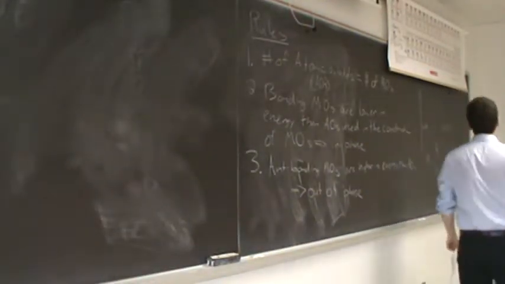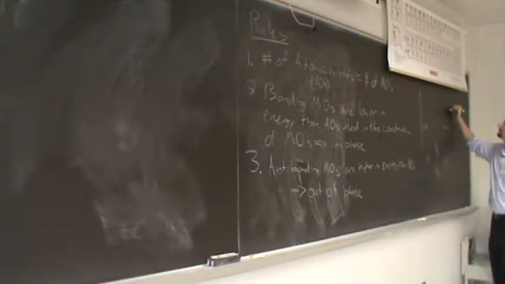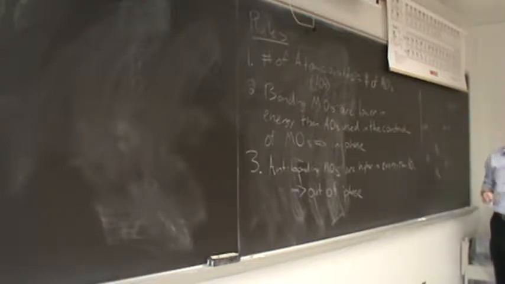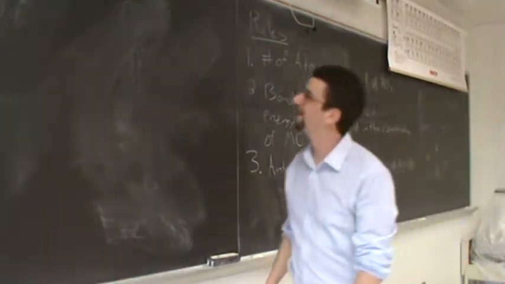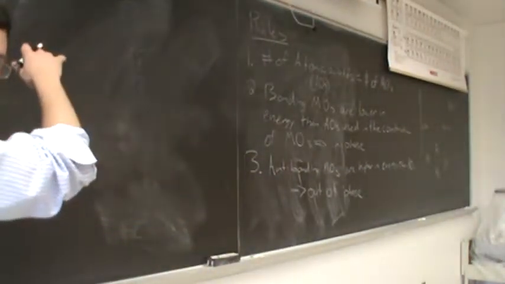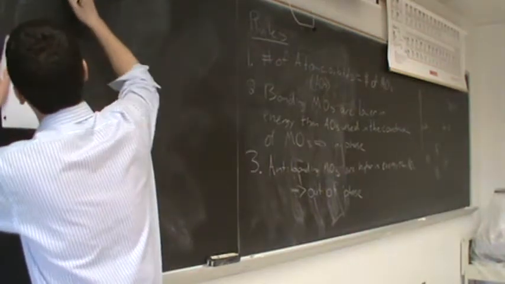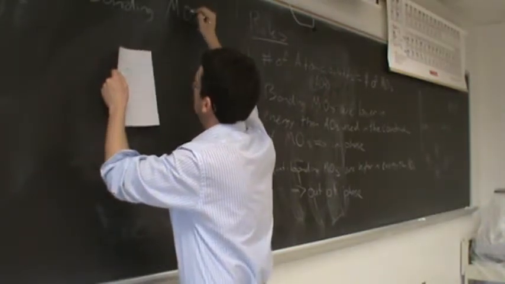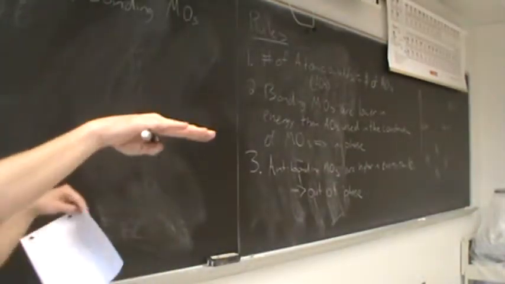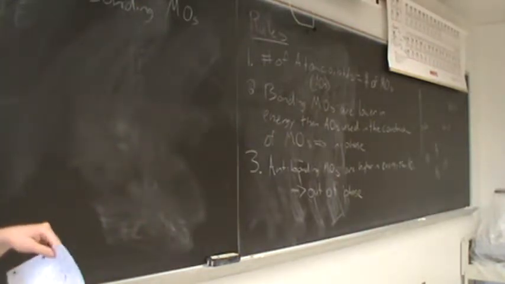What about something like this? So N2, what else is on there besides bonds? Lone pairs. Or what's another way you call lone pairs? Non-bonded electrons. Yeah, non-bonded electrons. So we have bonding, anti-bonding, non-bonding. Non-bonding MOs are the same energy as their constructive atomic orbitals.